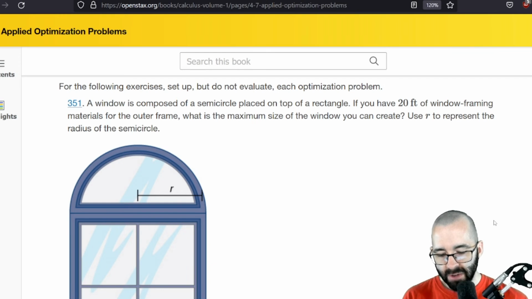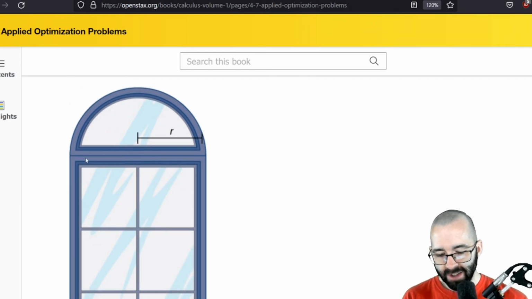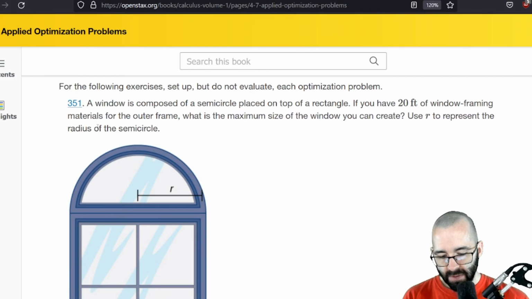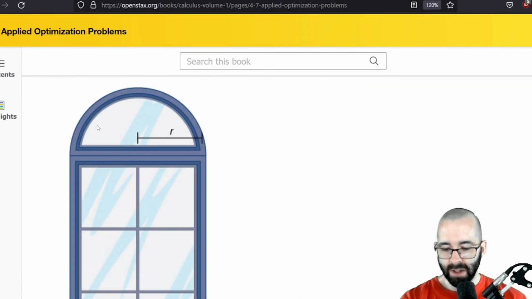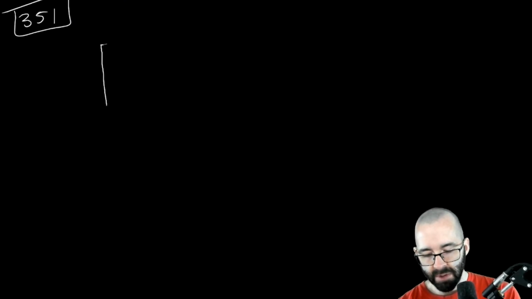So it says outer frame. Does that include this? I would imagine so. We want to maximize the size of the window. So this is what we have, and the radius is r.